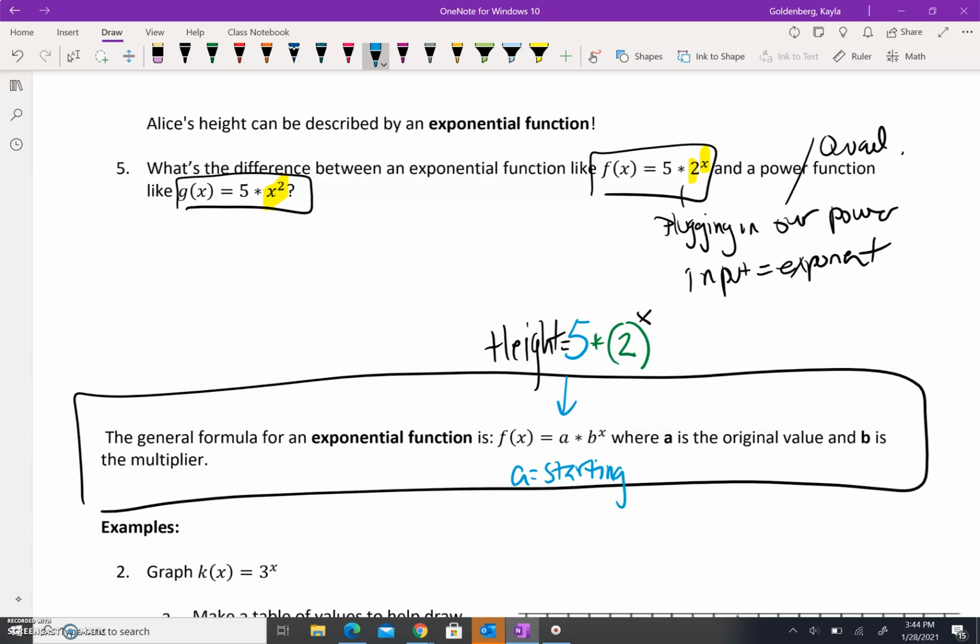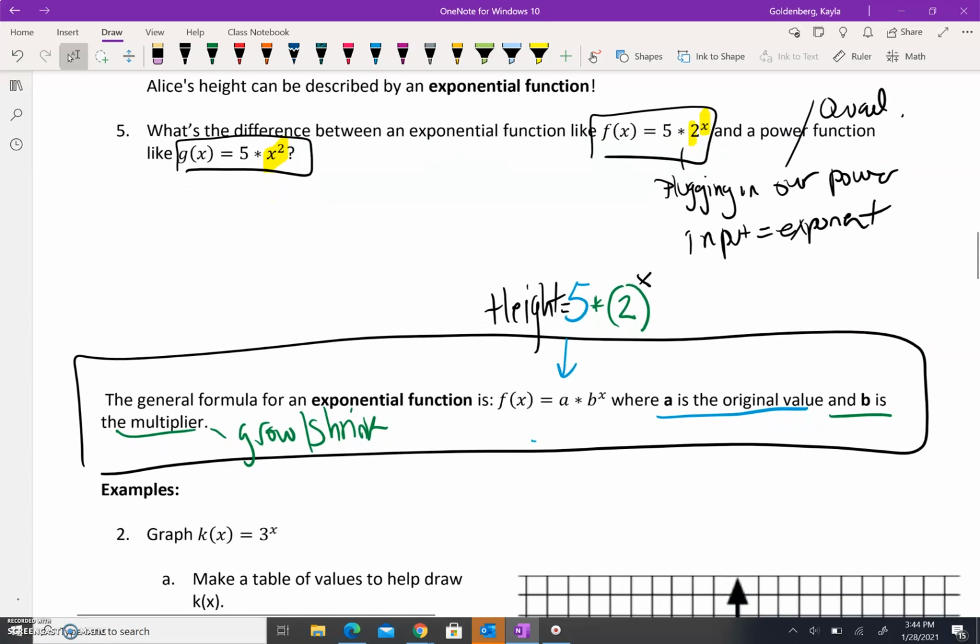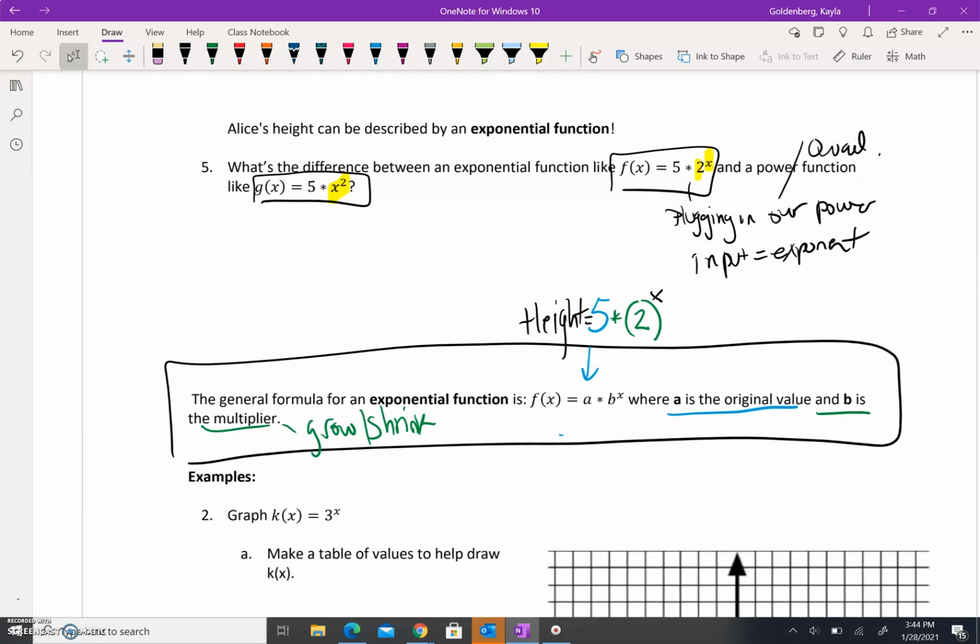Oh, and I think I wrote that, so I already typed it, so I'm going to not rewrite it. A is the original value, and then B is your multiplier. So that's going to help you either grow or shrink. We'll look at a couple examples, and I'm sure you're getting a sense of what kind of values would help us grow or shrink, even just from the Alice example, using the 2s and the 1/2. I think you could probably make a thoughtful hypothesis at this point.